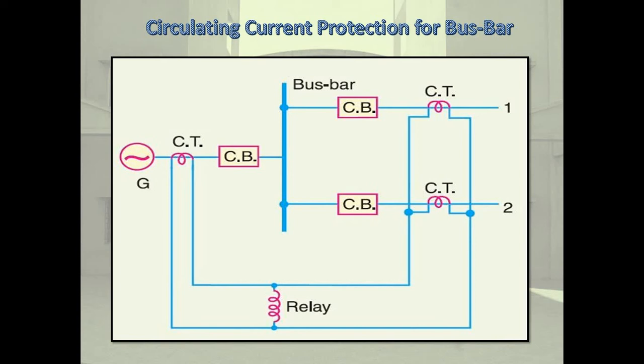The current balance is disturbed when a fault occurs. So the out of balance current flows through the relay coil and it operates. So this is the basic and simple theory of circulating current protection for the first coil.